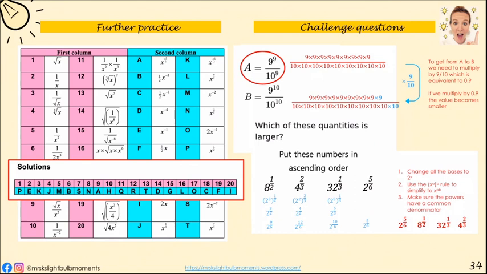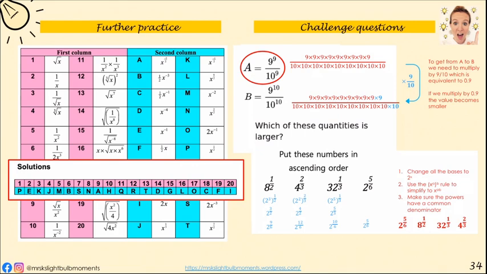So just ignore the fact that they're indices. The same rules apply as normal fractions. Change them so they've all got a common denominator of 6. And then we've got 2 to the 9 over 6, 2 to the 12 over 6, 2 to the 10 over 6, and 2 to the 5 over 6. So now we can put them in ascending order.